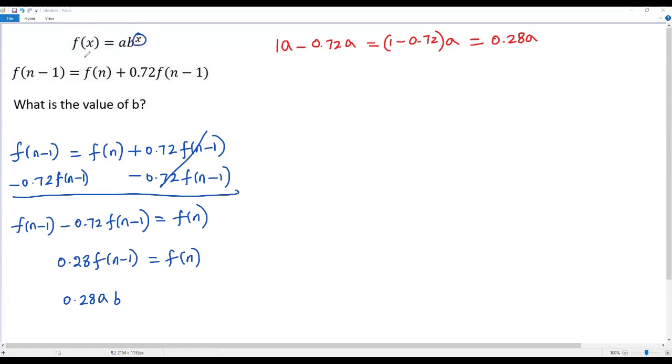So we should not write x. Here we have x, but in our problem, instead of x, we have n minus 1. So for the exponent of b, we have to write n minus 1. The same thing we have to do for f of n. So for f of x, a times b to the x power.